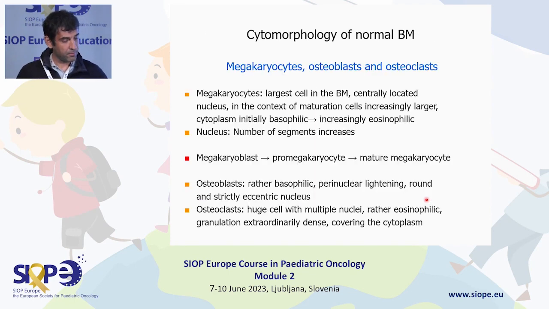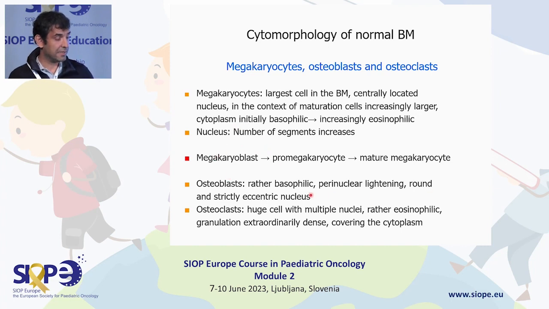So the last thing about theory, then we come to the quiz. Megakaryocytes, osteoblasts, and osteoclasts. The megakaryocytes are of course the largest cells in the bone marrow. And usually they have a nucleus which is centrally located. In the context of the maturation, the cells become increasingly larger, and the cytoplasm, initially basophilic, becomes increasingly eosinophilic. And with the maturation process, also the segments of the nucleus increase.